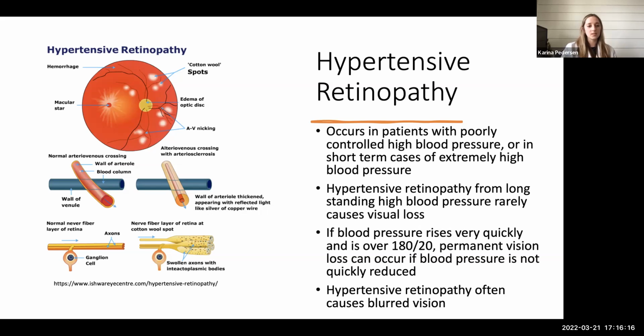And the picture on the left is a little bit technical, but it's just showing how, in hypertensive retinopathy, the blood vessels in your eye get really thin and can leak really easily and cause visual loss quickly if you have super high blood pressure.